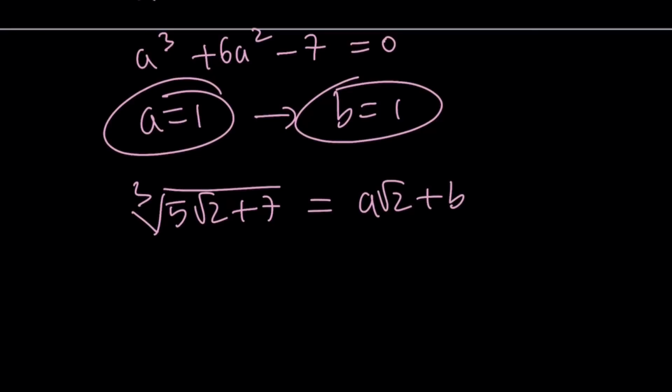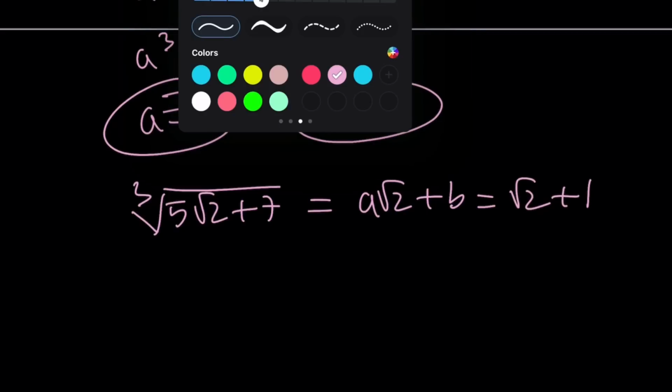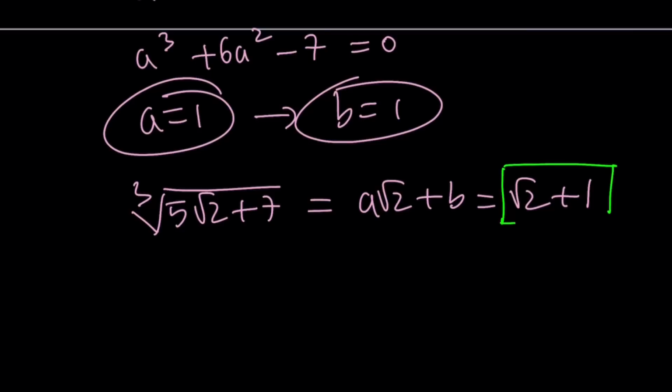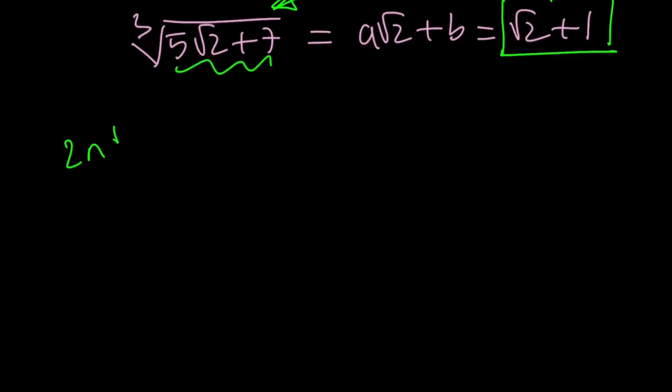But then a is 1, b is 1. This becomes root 2 plus 1. So that's the answer. Yay! That was easy, right? Sort of. If you know how to solve homogeneous equations, then obviously it's a lot easier. So the cube root of this number is root 2 plus 1, which means if you cube root 2 plus 1, you get this number. Make sense? Great. Let's go ahead and talk about the second method real quick.